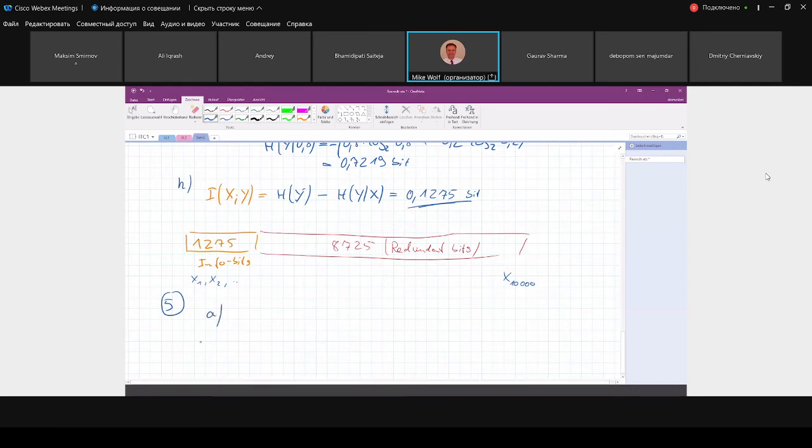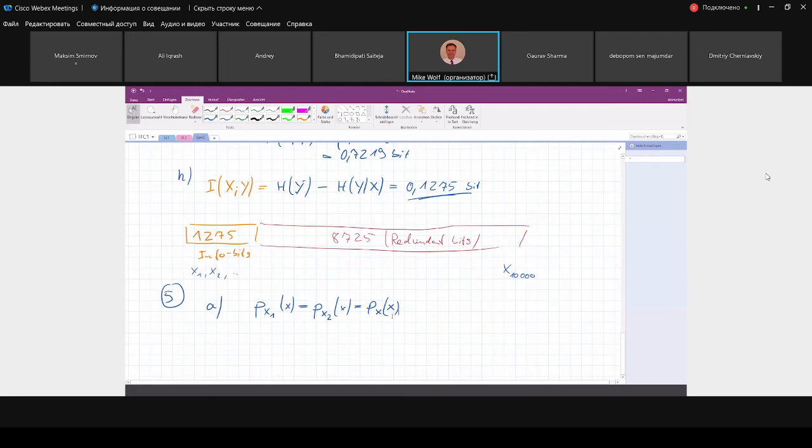So A: let's say we have x1 and x2, and both have, of course, the same probability mass function. We could say the probability mass function of the first dice for a given value is the same as the probability mass function of the second dice, and we can just use this abbreviation. So there is no difference between x1 and x2 in this probability mass function. Of course, how does it look?